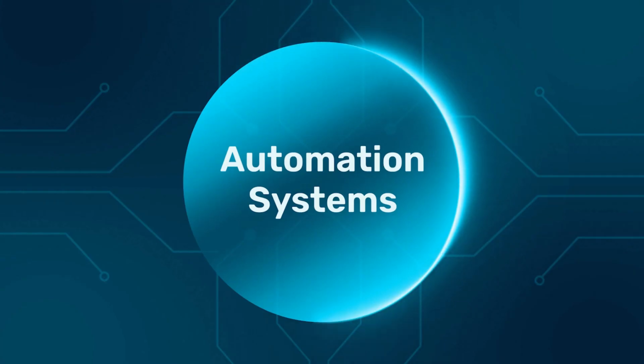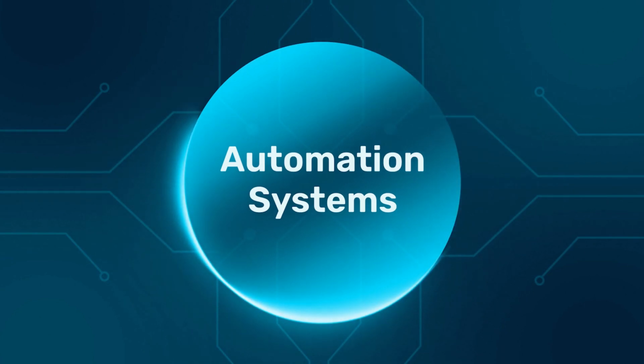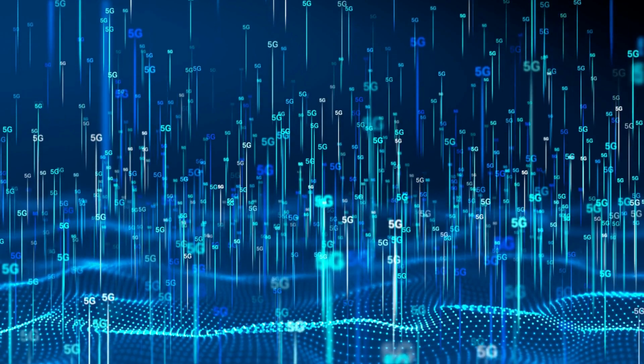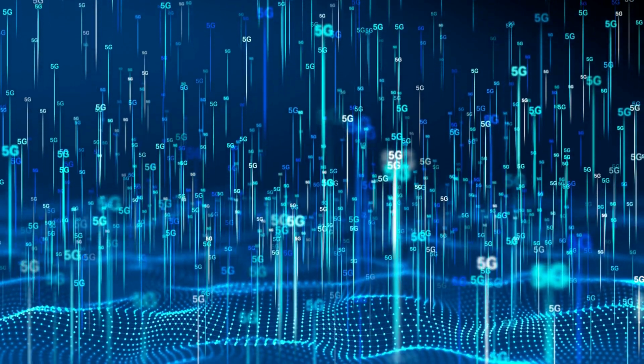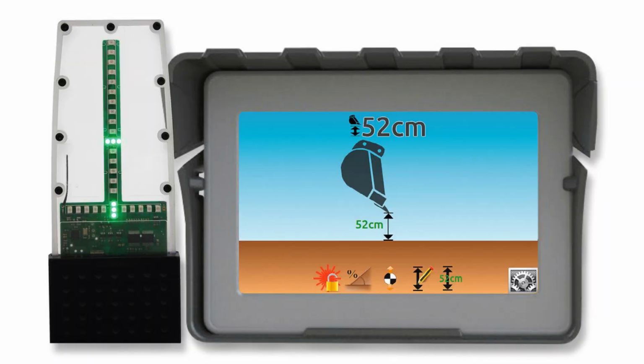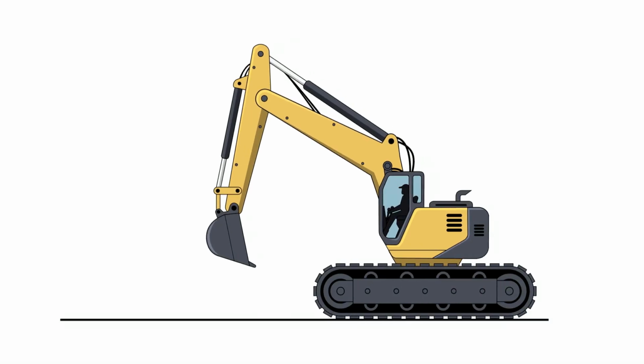By using matrices instead of formulas, the bucket automation system can process sensor data hundreds of times per second, compare bucket position with digital targets, and smoothly adjust hydraulic motion in real time.